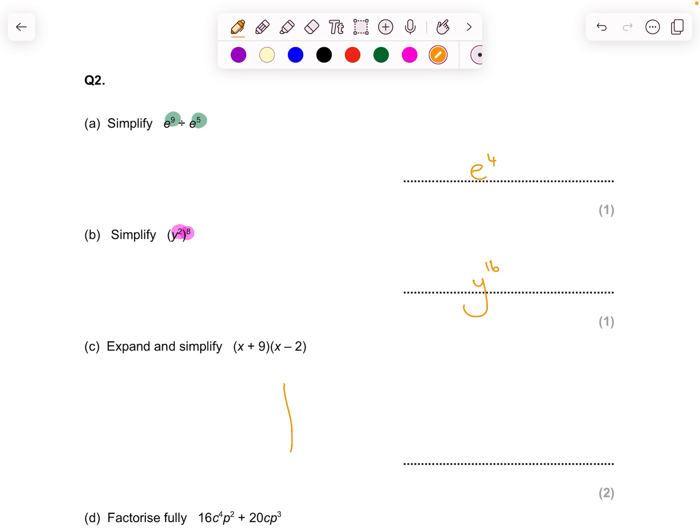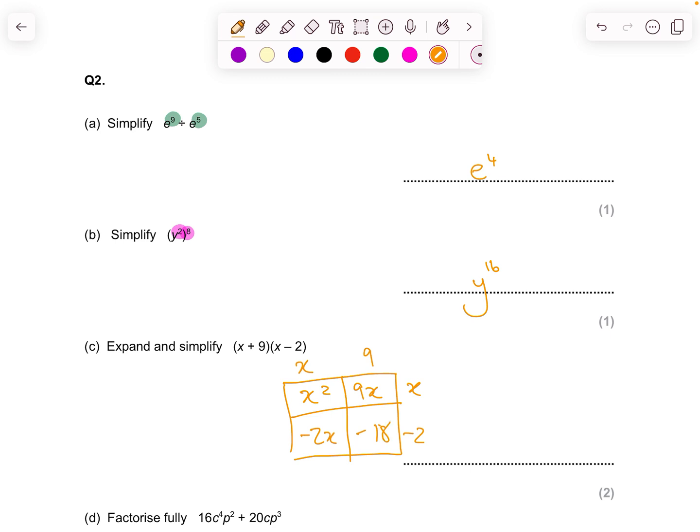To expand this bracket, it's absolutely up to you. You know I like the grid, so I do x plus 9 times by x take away 2. You can use the arrows, absolutely, that's fine. Now, x times x is x squared. 9 times x is 9x. X times minus 2 is minus 2x. And 9 times minus 2 is minus 18.